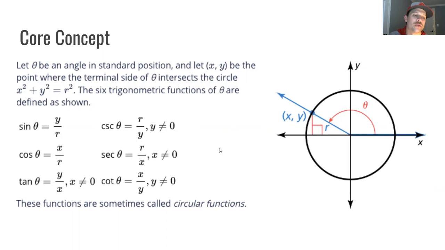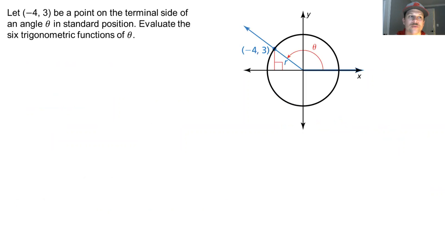So continuing with your trig ratios using SOHCAHTOA, the sine of your angle is equal to opposite over hypotenuse, and your r is your hypotenuse, the y is your opposite. Cosine is x over r, tangent is y over x, and each one of your reciprocal functions, cosecant, secant, and cotangent, are just flipped. These functions are also known as circular functions because you're putting this right triangle on this circle.